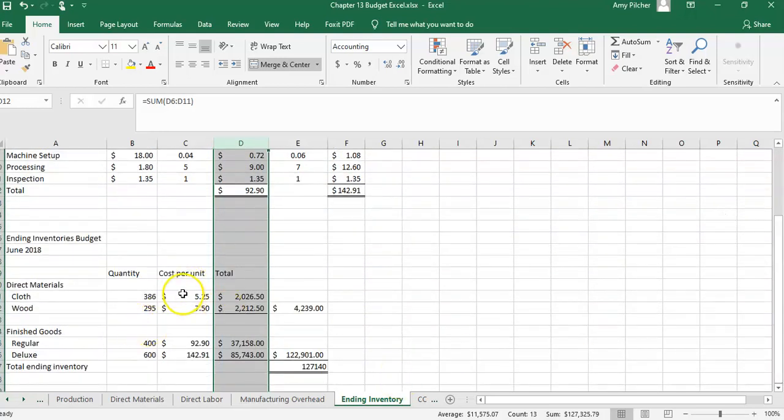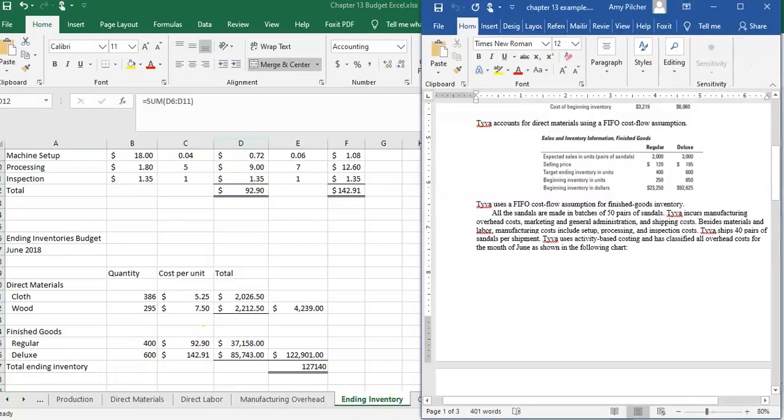Then we have the cost per unit for cloth that gives us what the ending inventory of direct materials is, and the finished goods, regular and deluxe, times ending, this is our projected ending inventory, times the cost per unit.